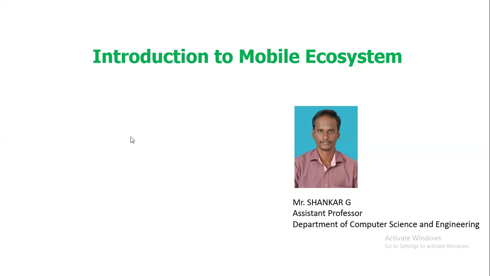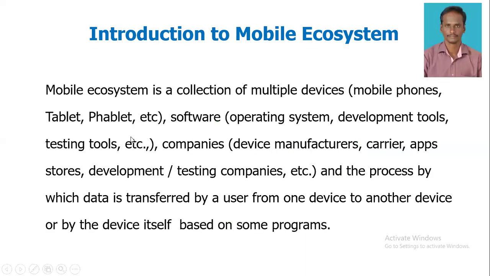Let us see about the introduction to mobile ecosystem. Mobile ecosystem is a collection of multiple devices, software, companies, and the process by which data is transferred or shared by a user from one device to another device or by the device itself based on some programs.